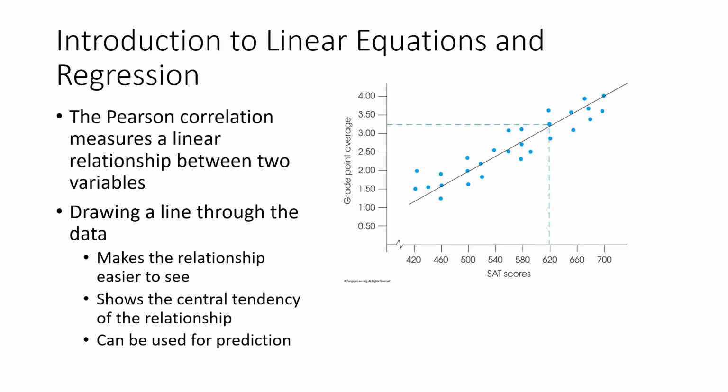The second half of Module 13 is about a concept called regression. Now, the Pearson correlation measures a linear relationship between two variables. You remember that if you have a variable on the x-axis and a variable on the y-axis, then you can plot each person's placement on both variables at the same time.